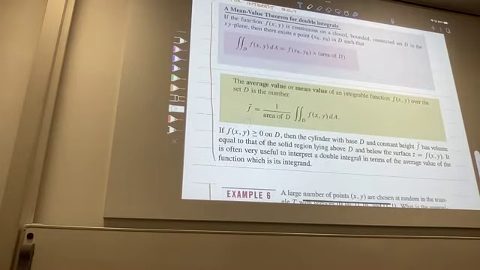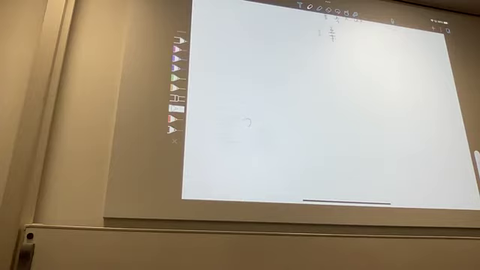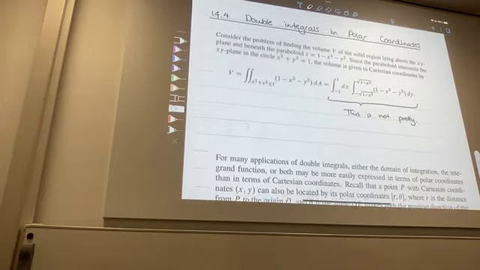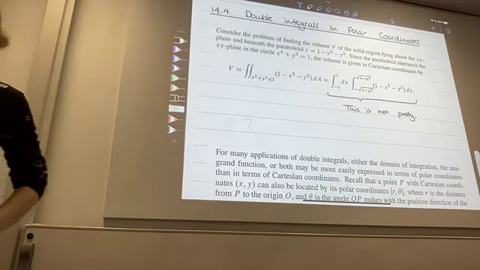All right, so you can read about the mean value theorem for double integrals. You'll notice that it's a mean value theorem. There are many, if you're interested, but it's not going to be necessary for what we're doing for the rest of this course. So I'm going to leave that for you.